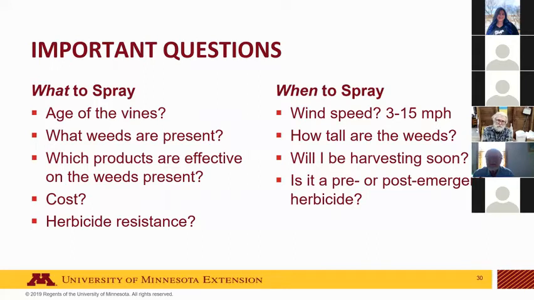So then, when to spray? We like to spray when the wind speed is between about 3 to 15 miles per hour, but for each individual product that can vary. So definitely look at the label. How tall are the weeds? Again, you want to spray before they're about the size of a pop can. Will I be harvesting soon? And if you'll be harvesting soon, make sure you're spraying something that does not have a long pre-harvest interval. Is it a pre-emergent or a post-emergent herbicide? That's the other question.